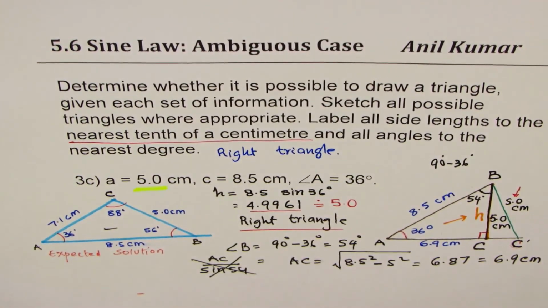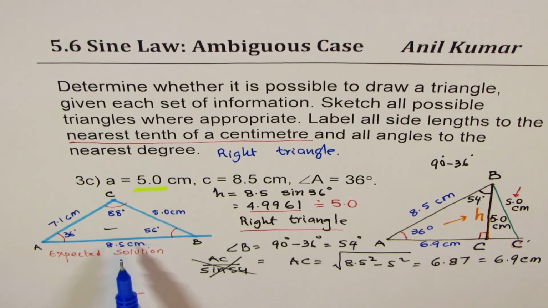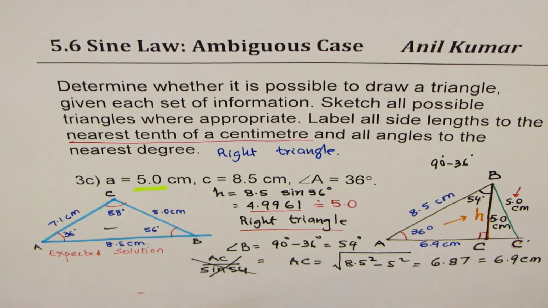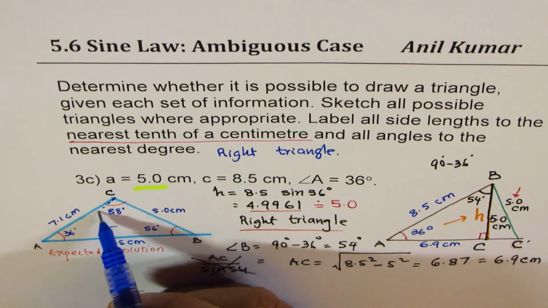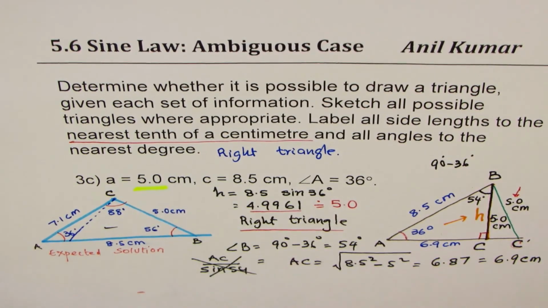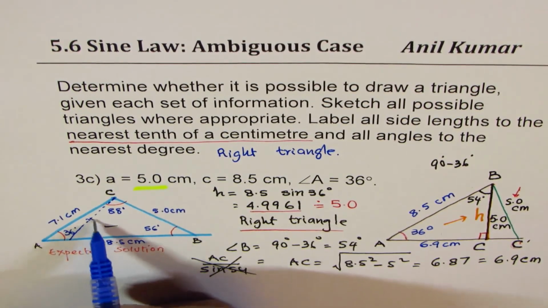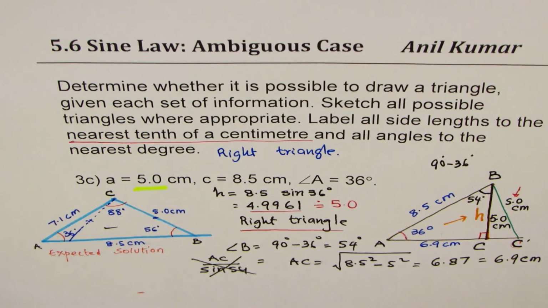Now, it is a good idea to discuss with your teachers and understand what they are expecting. And if we are expecting two triangles, we should have had another triangle kind of like this. Is it okay? Okay, where these sides are this, and you should provide two solutions.